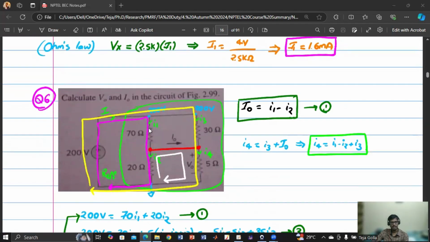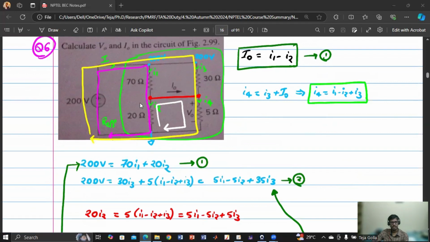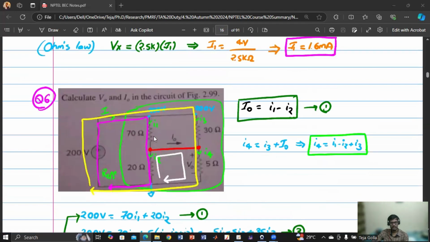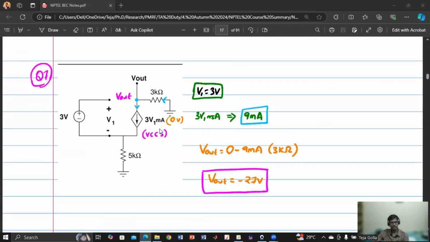Similarly, we have considered many different circuits where, as you see here, they have a resistive network and they're asking for V not and I not. So here we have applied basic KVL and KCL and solved for the same. And then this is another voltage controlled current source example. And here also we have applied basic KVL and KCL.